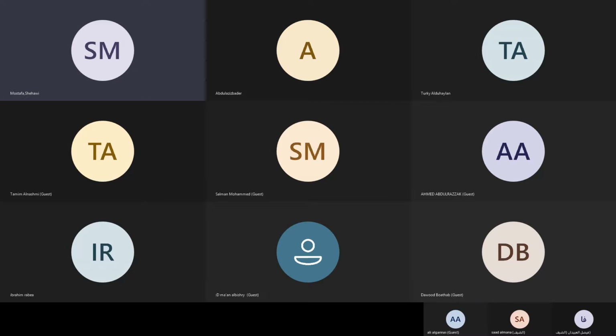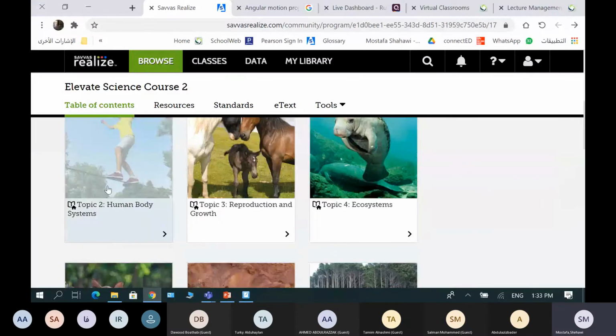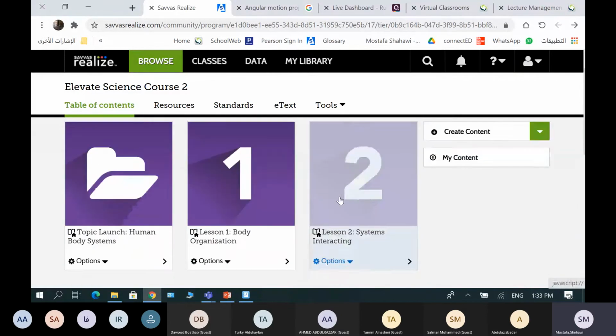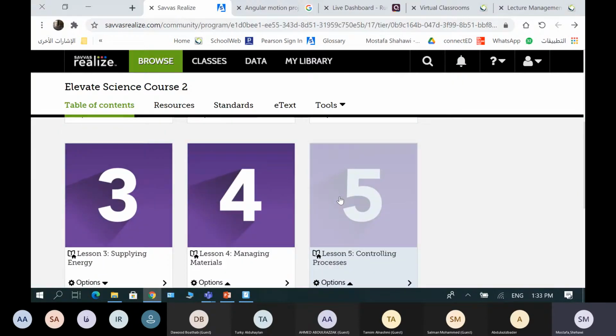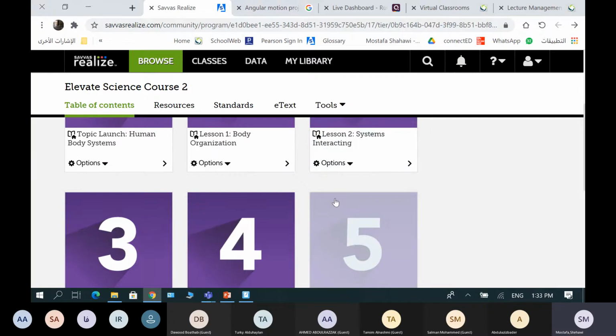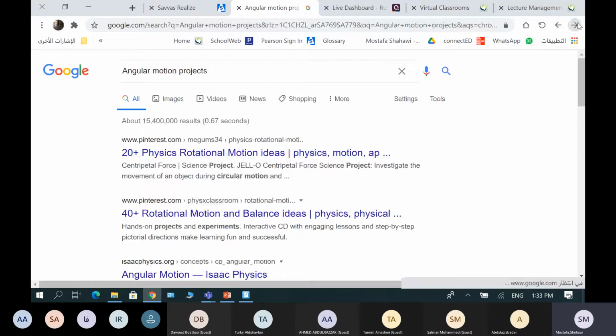So that's it. We have covered topic one, cell system, and human body system. You can click here and find the different lessons that we have covered. You will choose any system or anything in the book and make a model about it. For example, we have studied different systems here. You can choose the circulatory system or the respiratory system, any system that you like.